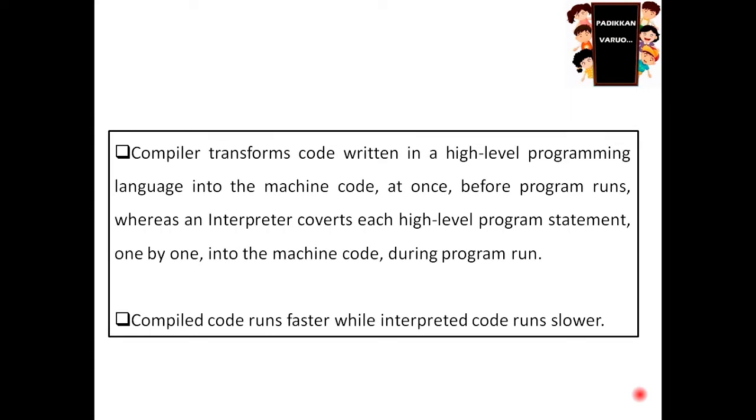The compiler transforms the code written in the high-level programming language into machine code at once before the program runs. Whereas an interpreter converts each high-level program statement one by one into machine code during the program run. So from these explanations we can say that compiled code will run faster than interpreted code. Interpreted code will take much more time than compiled code. A compiler translates the high-level code into machine code at once before the program runs, while the interpreter converts the high-level program statements one by one.